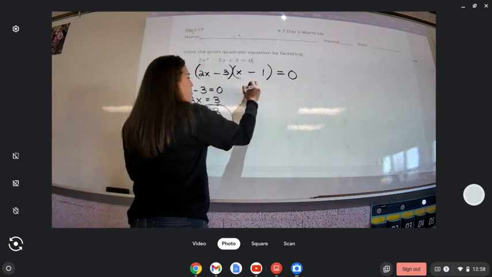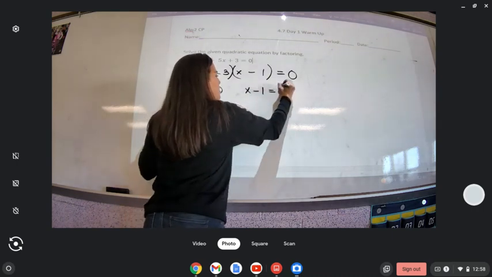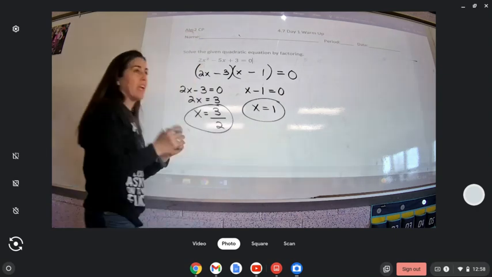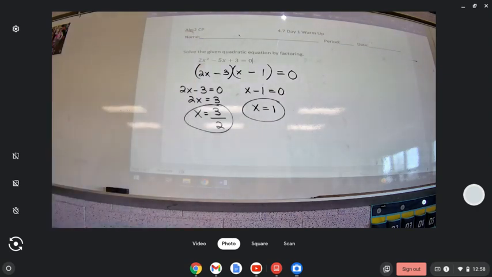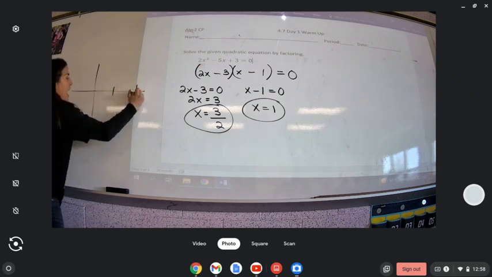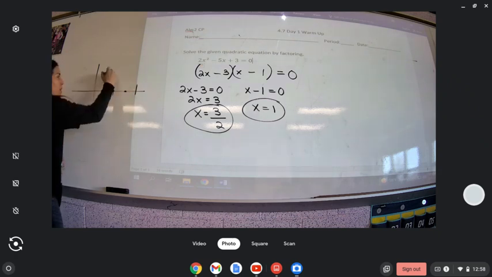But then what does x need to be in order for x minus 1 to become our 0? X needs to be 1. And there's your second answer. So those are the 2 answers that are going to make this quadratic equation true. They are also the x-intercepts of this graph. This parabola is definitely going to cross over the x-axis at 1 and 1.5.